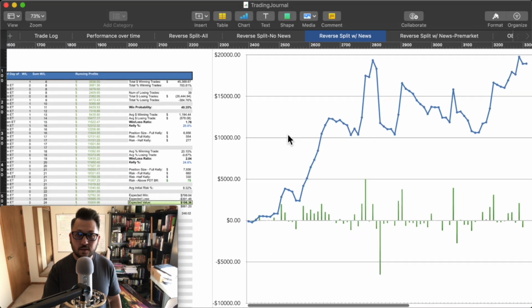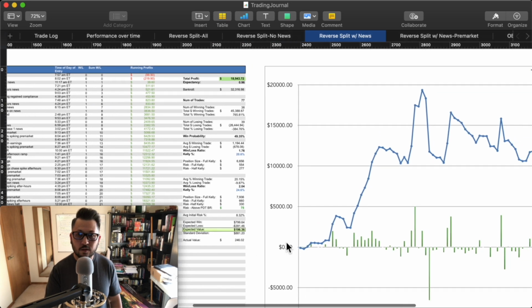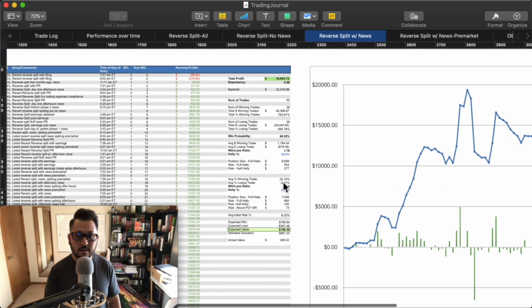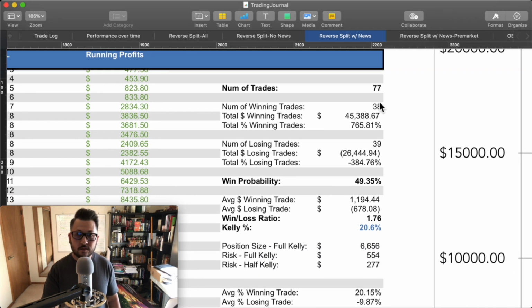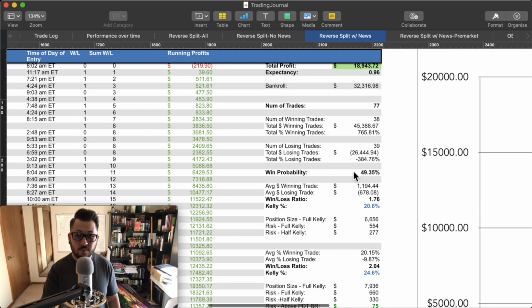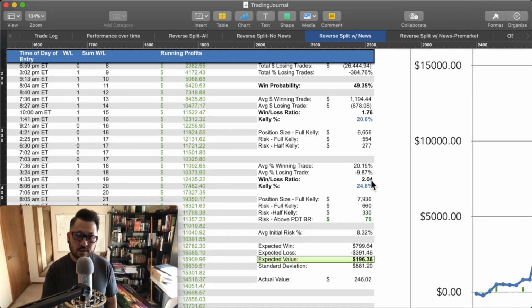Okay, now just looking at this graph initially, that looks a lot better. This is the zero line here, this is $20,000 up here, and we've got a nice uptrend over a decent sample size. On the reverse split plays that had a catalyst, I'm up about $19,000 overall. That's about 77 trades with a 49% win percentage, which is right on the edge of what I want to have. And my risk reward ratio in this case is 2.04.